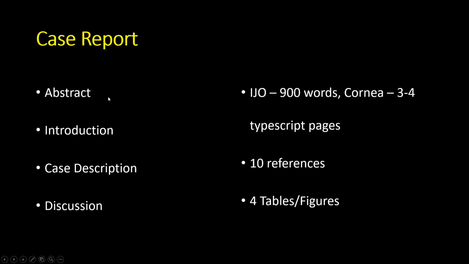In the original article, we had title, abstract, introduction, methods, results, and discussion. For a case report, it's abstract, introduction, case description, and discussion. For IJO, they have a word limit of 900 words. For the cornea journal, they have a limit of 3 to 4 pages. Usually it is less than 10 references and 4 tables or figures.